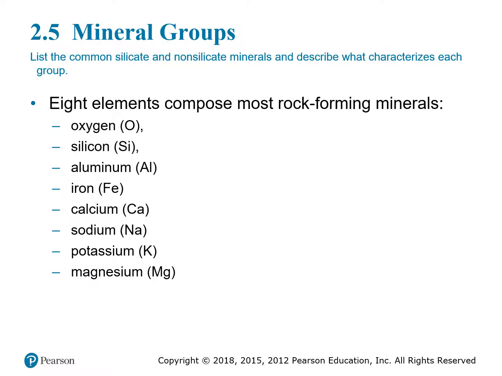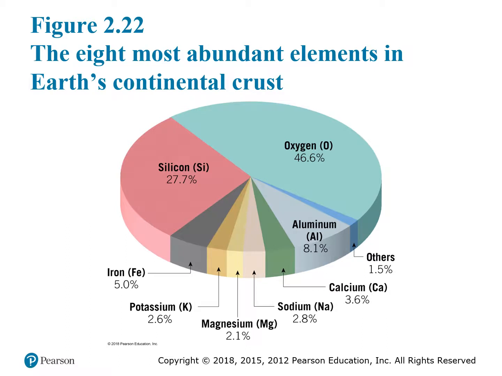There are various mineral groups that make up rock-forming minerals, and those mineral groups consist of basically these 8 elements: oxygen, silicon, aluminum, iron, calcium, sodium, potassium, and magnesium. These are the basic building blocks of most minerals.